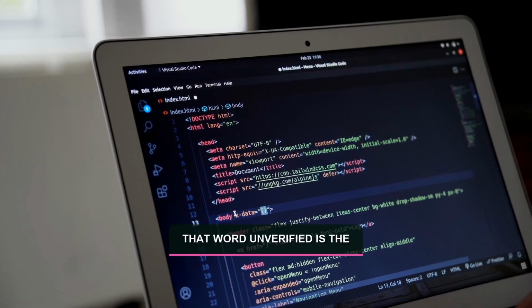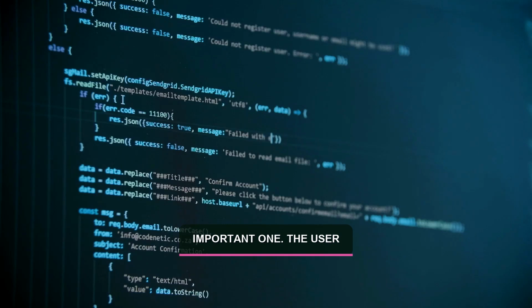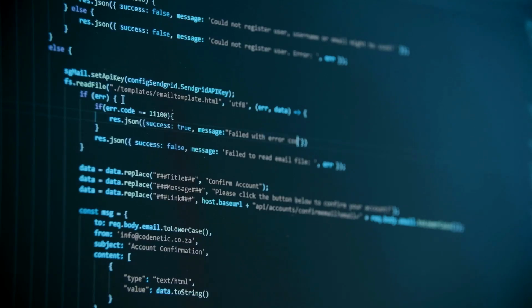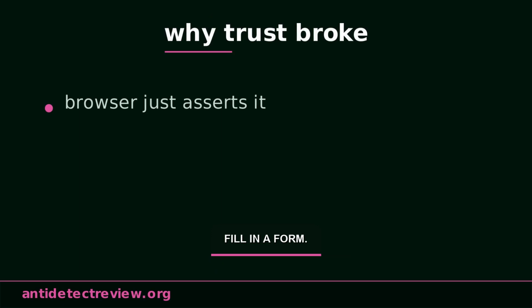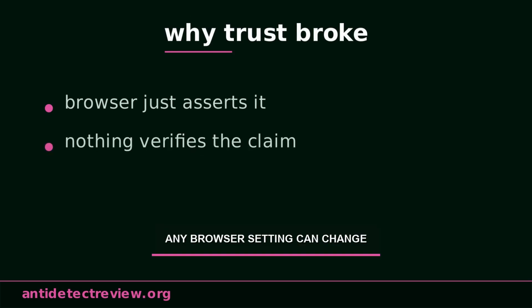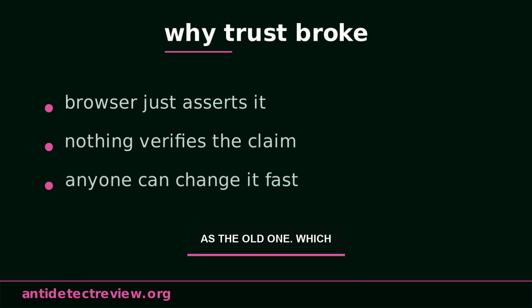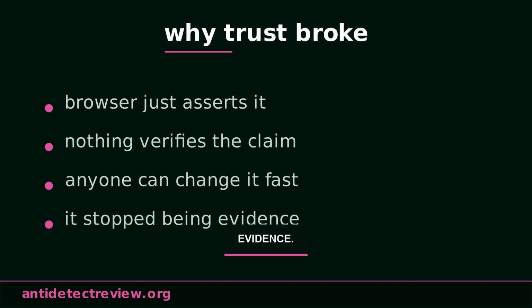That word unverified is the important one. The user agent is not measured, computed, or derived from anything. The browser simply asserts it the same way you would fill in a form. Nothing checks it. Any extension, any automation tool, any browser setting can change it in a second, and the site receives the new claim exactly as sincerely as the old one, which is precisely why it stopped being trustworthy and why detection stopped treating it as evidence.